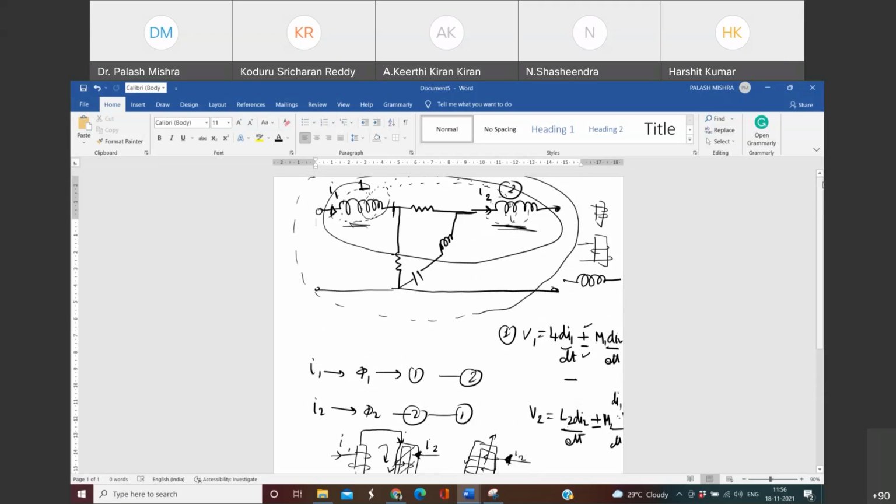You cannot tell, by looking at the figure, how the sense of winding is. So that is where the use of dot convention came into existence. Suppose you have to solve some network analysis in which you don't know how the windings are wound across the core. Then the scientists generated the dot convention, and they will place the dot in the windings like this.